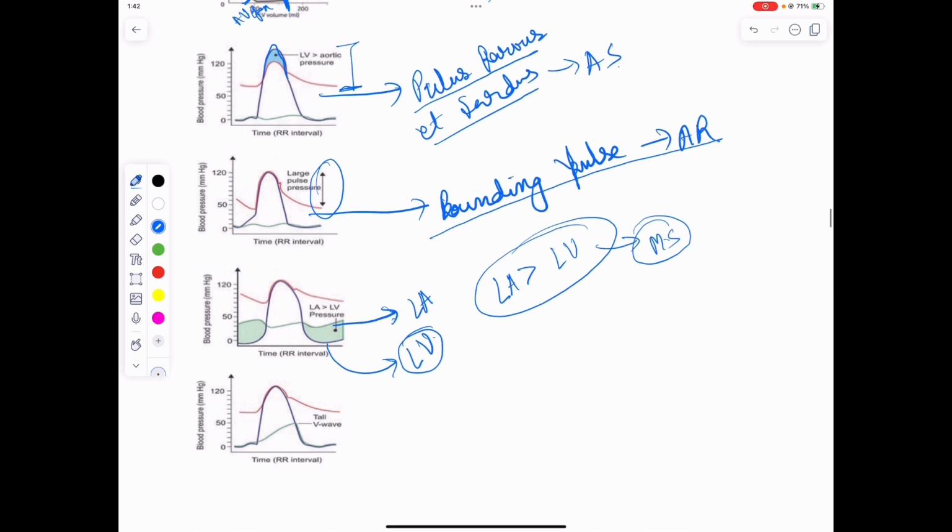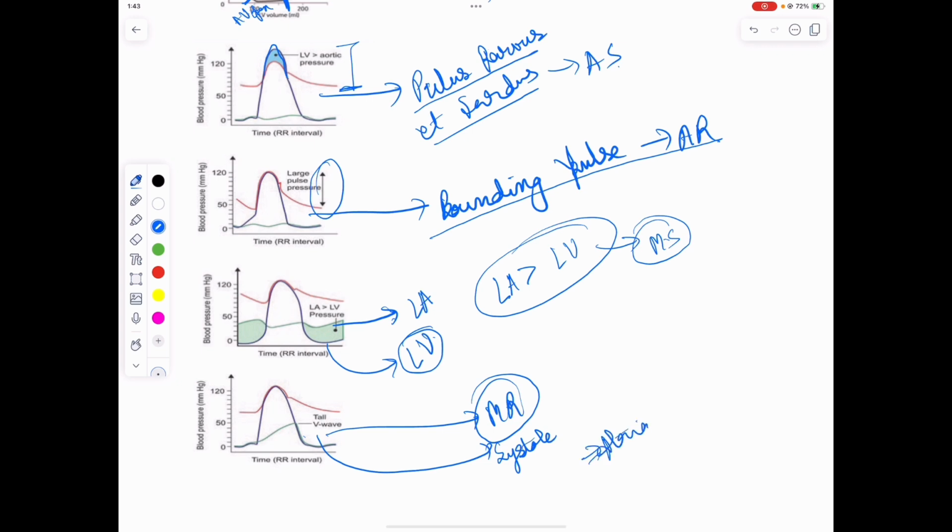Now after mitral stenosis, here it can be mitral regurgitation. What happens in mitral regurgitation is that whenever there is systole, there is an increase in the pressure in the left atrium. So when systole is happening, when the graph is moving downwards, it also pushes the blood into the atria, and ultimately a tall V wave is seen. Now the tall V wave is seen because of ventricular contraction occurring.